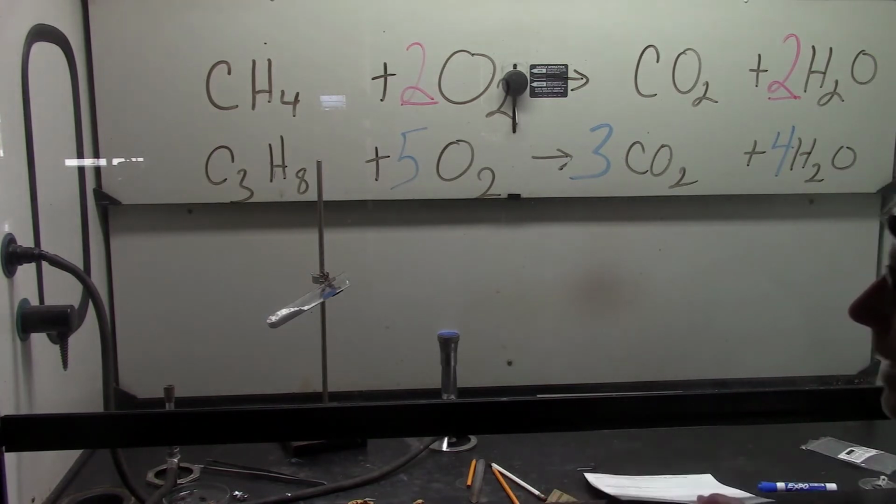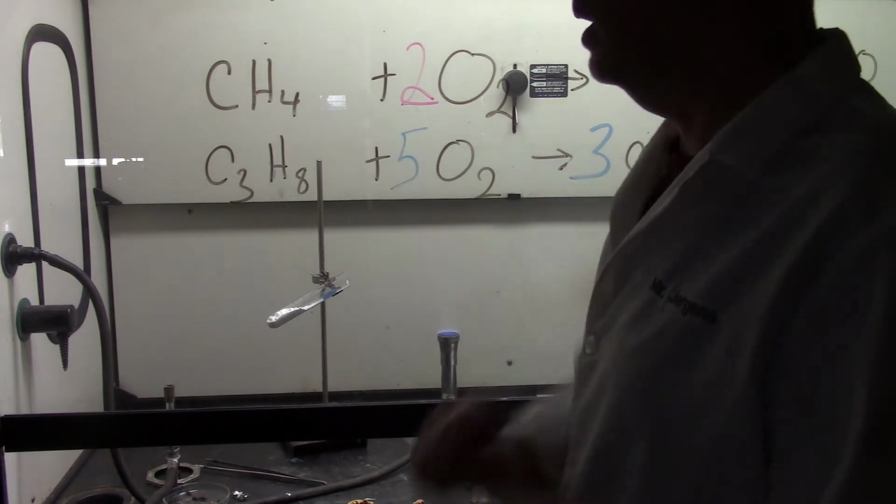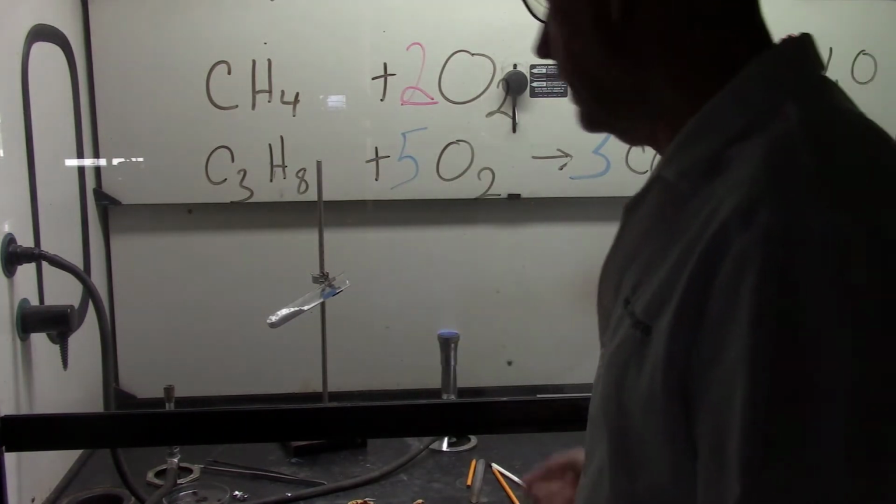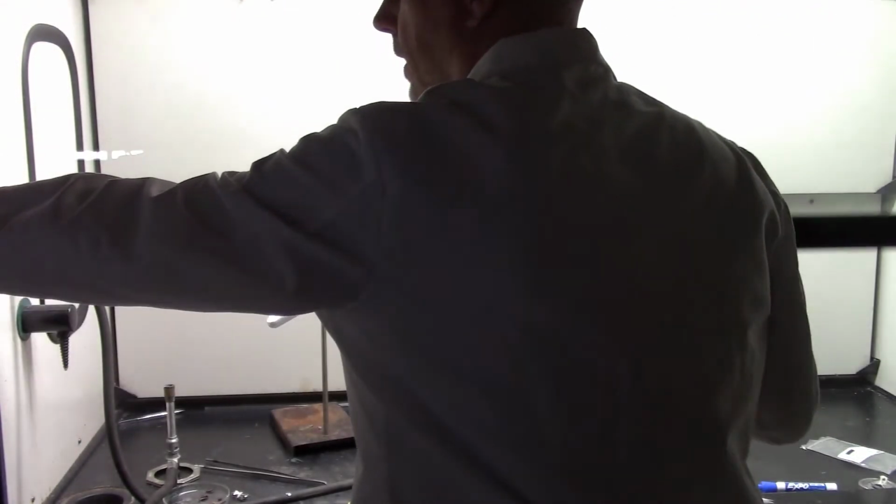Number 2, what are the 4 hints that let us know that this is a combustion reaction? Well, hint number 1 is this stuff. It's a type of fuel. Hint number 2, it required oxygen. And I can show that to you like this.